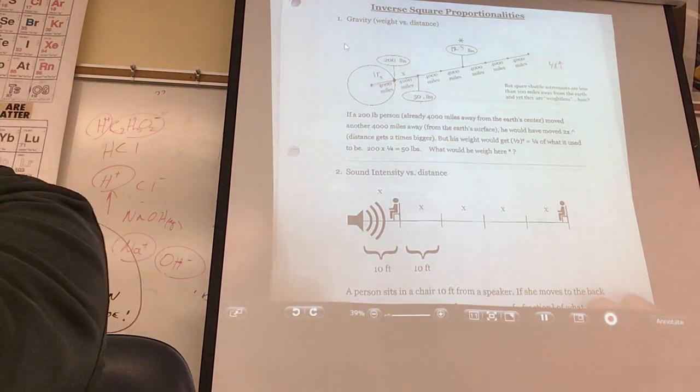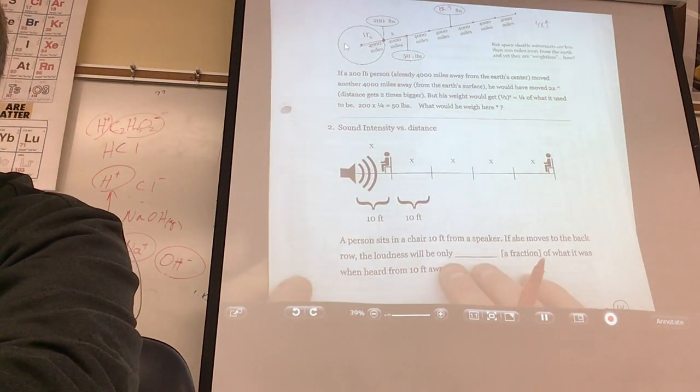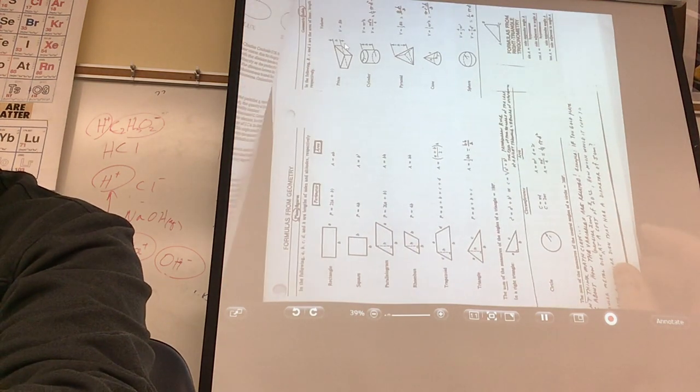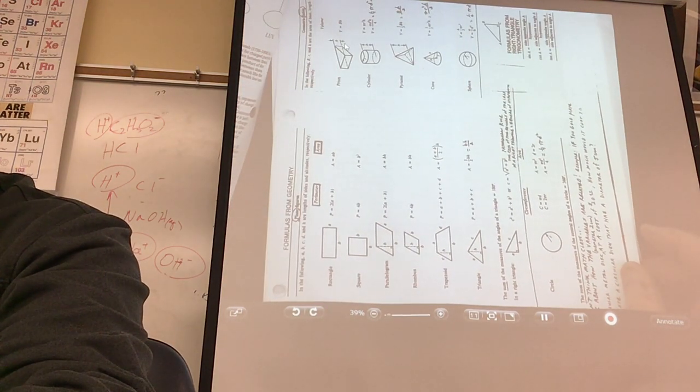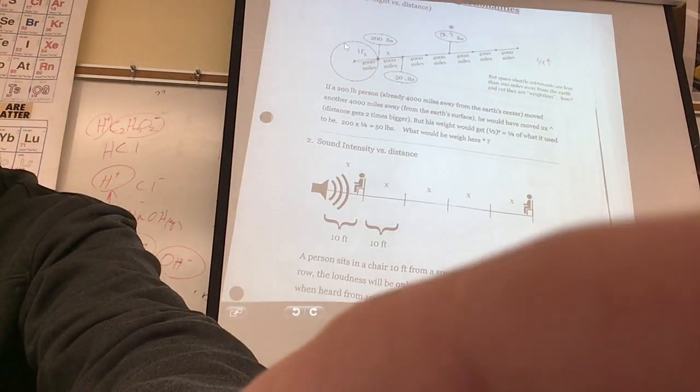All right, 2 more quick ones. What I'd like you to do for homework is go through this packet, read this and just figure out if you can understand what these are. These are inverse square proportionalities. Okay. All right, thank you. That's going to be enough for today.